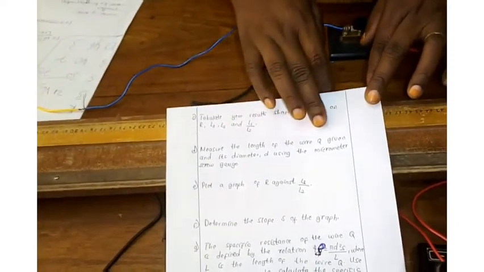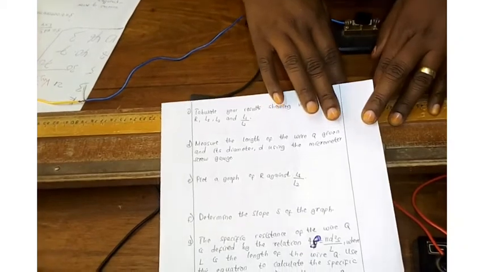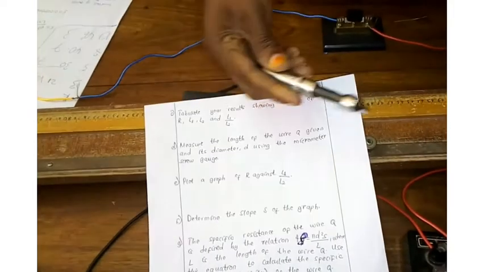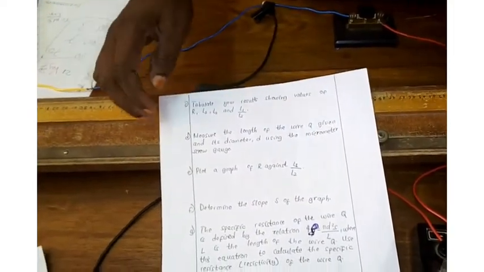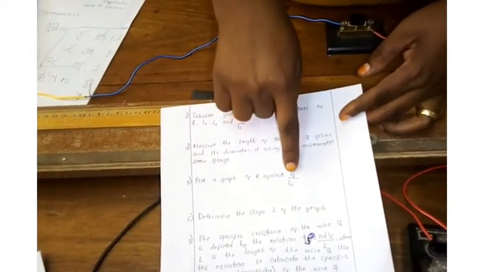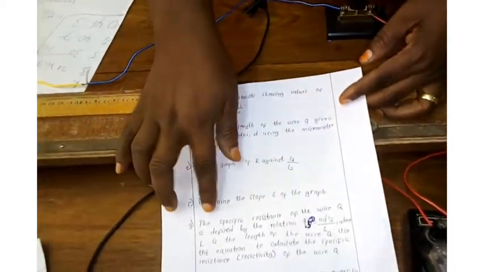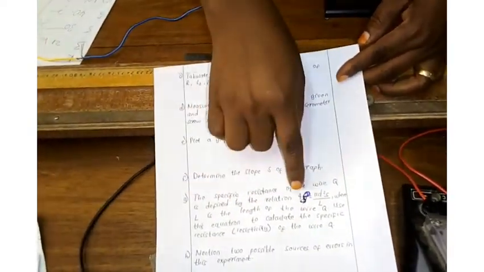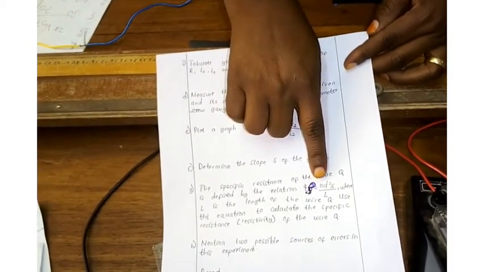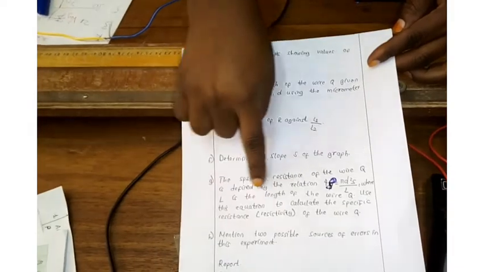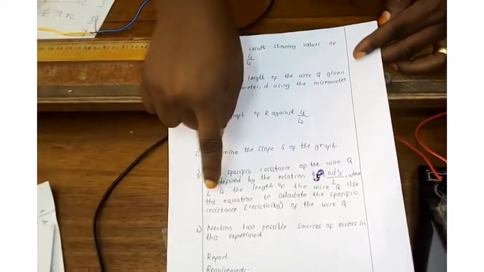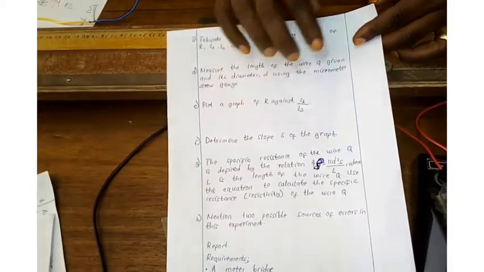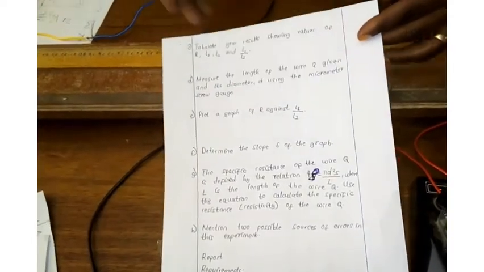Measure the length of the wire Q given and its diameter D using the micrometer screw gauge. Pamoja na hii tuna micrometer screw gauge kwa ajili ya kupima wire diameter of the wire. Plot a graph of R against L1 over L2. Determine the slope of the graph. Then the specific resistance of the wire Q is defined by the relation 4 rho is equal to pi d squared AC over L, where L is the length of the wire Q. Use the equation to calculate the specific resistance (resistivity) of the wire Q. Mention the two possible sources of error in this experiment.